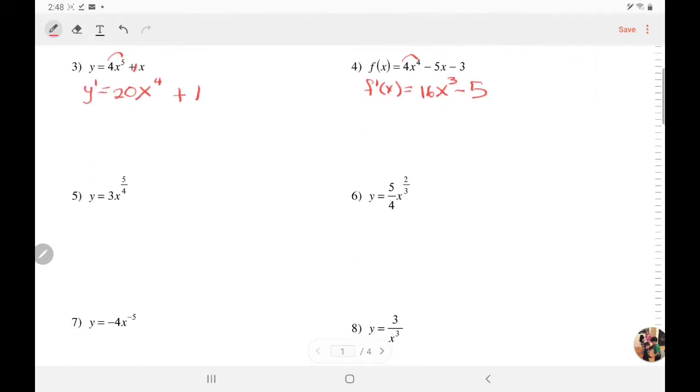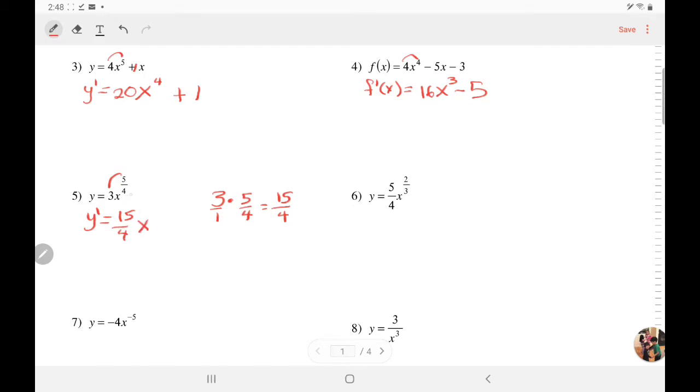In number 5, the derivative of this, let's write y prime equals, we have to multiply the exponent with the constant. Let's do it on this side. 3 times 5 over 4. Think of the 3 as 3 over 1. So multiply across, that would be 15 over 4. So 15 over 4 x.